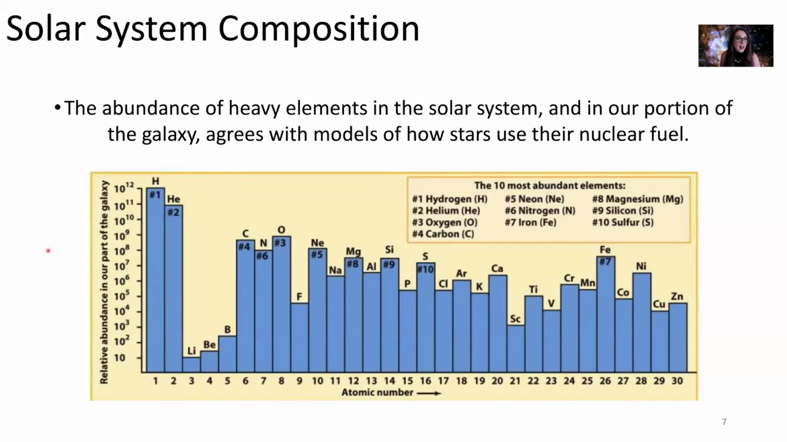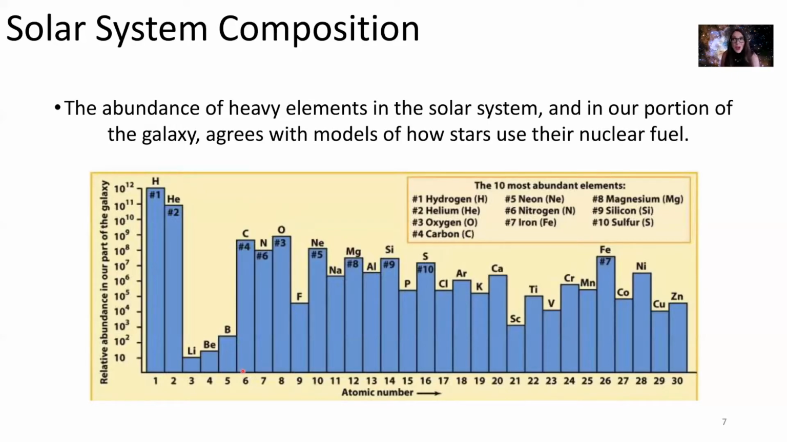So here we have a chart that has on the vertical axis the abundance of an element in our part of the galaxy. And then we have on the horizontal axis the atomic number. So the atomic number of an element is the number of protons that it has in its nucleus. We start with 1 proton in the nucleus of an atom, that gives us hydrogen. 2 protons in the nucleus of an atom gives us helium, 3 lithium, 4 beryllium, 5 boron, 6 carbon, and so on down the line.